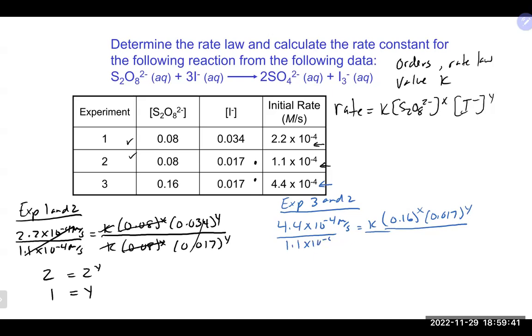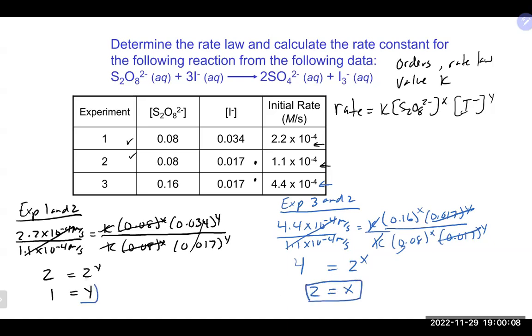1.1 times 10 to the minus 4, and our k and our 0.08 to the x, 0.017 to the y. Doing a little math here, that's going to give me a 4 is equal to, these guys will cancel, these guys will completely cancel. That is going to give me a 2 to the x, I believe. In this case, x would equal 2. So it is second order with respect to the S2O8. Any questions on that one there?